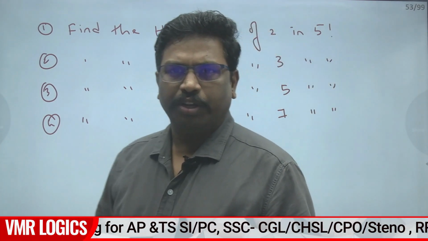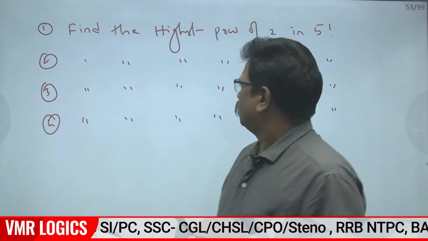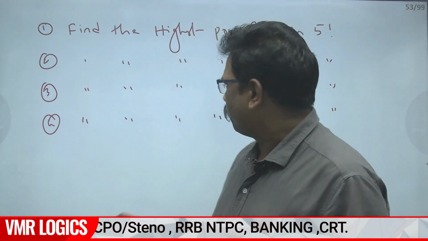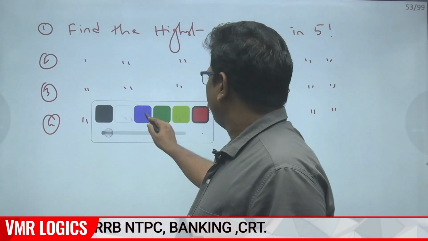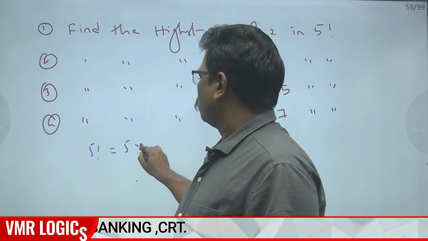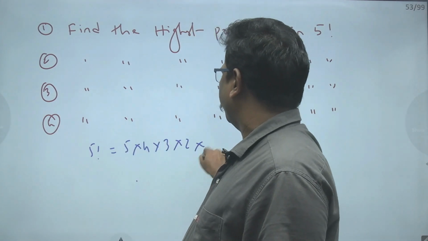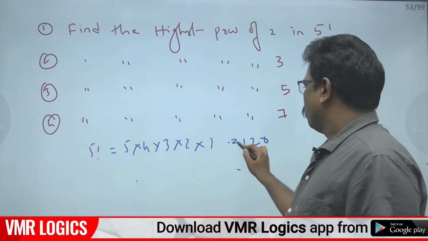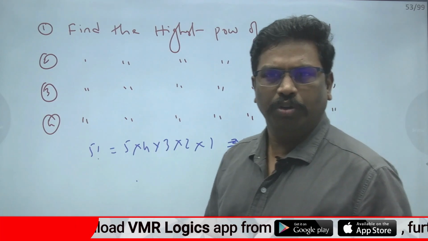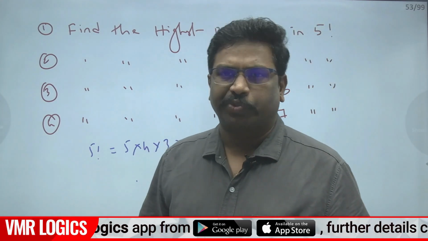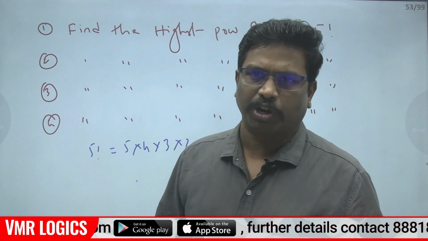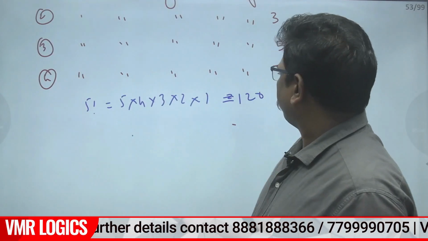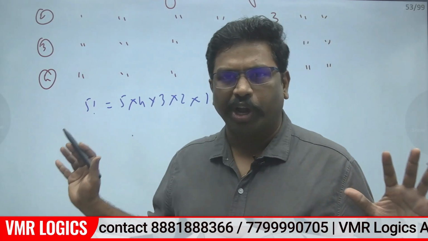Now look, how to solve? Simple enough. Generally, if you observe, 5 factorial means 5 into 4 into 3 into 2 into 1, which is 120. In that, I want the highest power of 2, highest power of 3, highest power of 5, highest power of 7. For that, 5 factorial is nothing but 120.